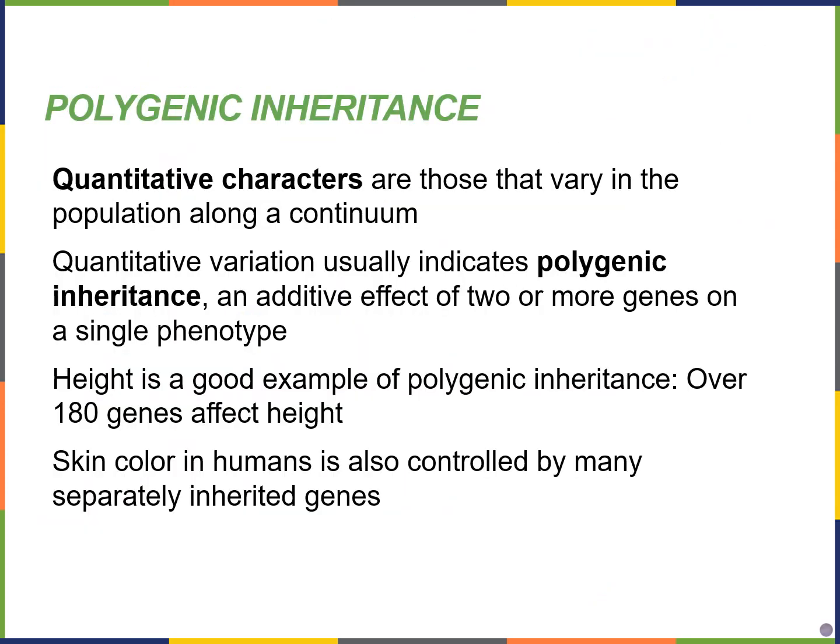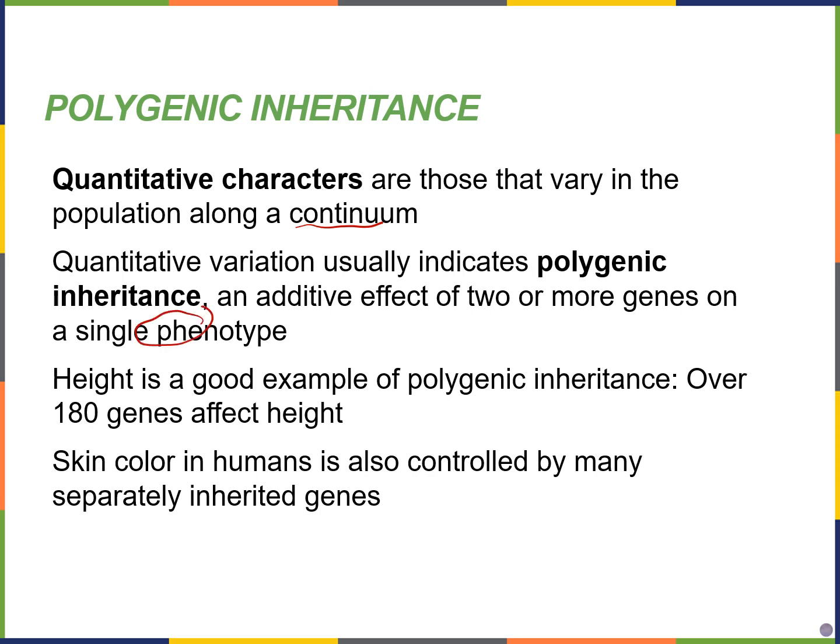What about polygenic inheritance? Earlier, I mentioned polygenic inheritance is when multiple genes independently affect a single trait. So usually you see this when you see characteristics that vary in a population along a continuum. What does that mean? Something like height, right? We have all different types of heights. Some of us are 5 feet 2, 5 feet 2.5, or someone is 6 feet 1 inch tall, or 5'6.2. So there's a continuum, and that usually indicates some kind of polygenic inheritance. At least 2 or more genes are involved in generating that phenotype.